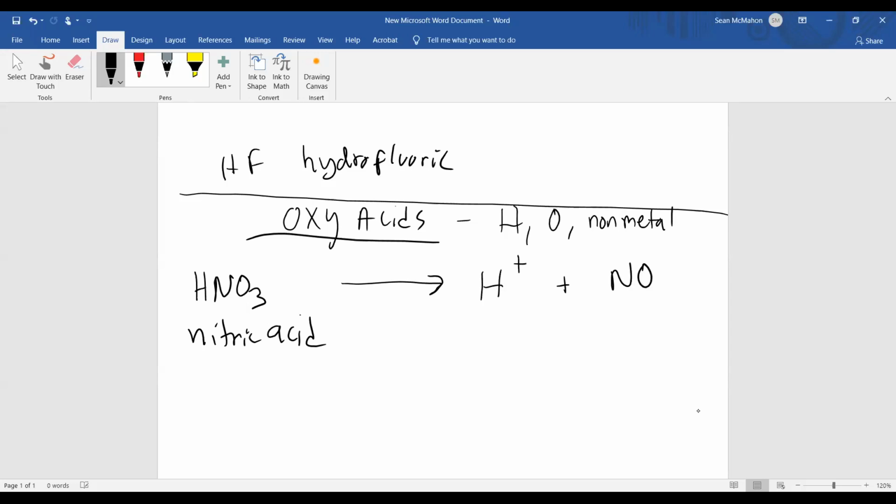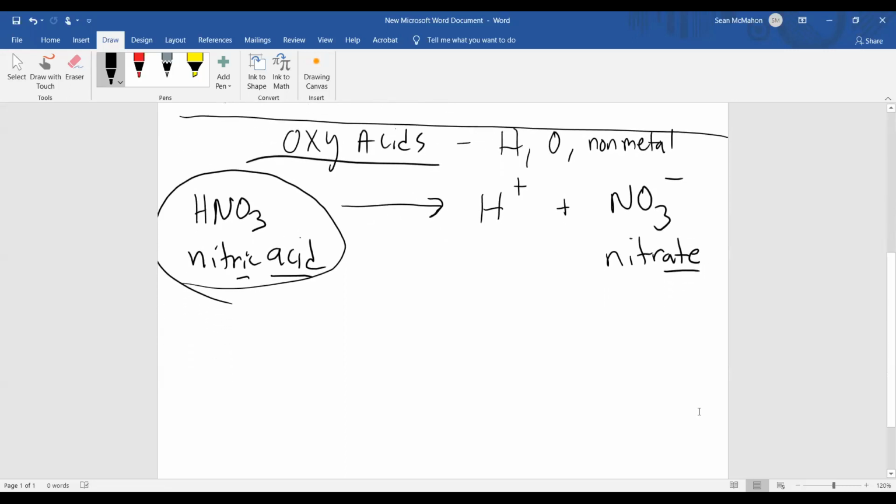the 5 big -ates. Do you guys remember the 5 big -ates I told you to know? Right? Nitrate, carbonate, phosphate, sulfate, chlorate. Well, this is why I told you to make sure you know that, because the -ic acid is derived from the -ate ion. So if I take nitrate, which is NO3 minus, and I add a hydrogen to it, that's nitric acid.